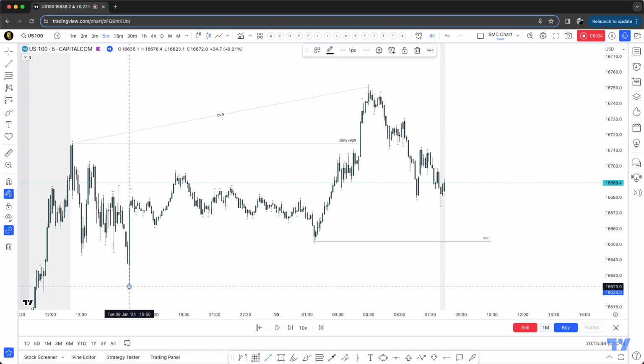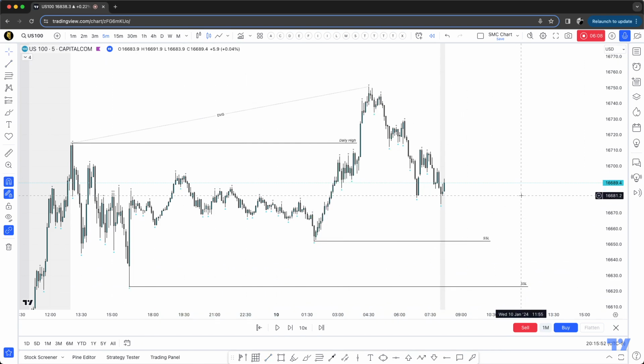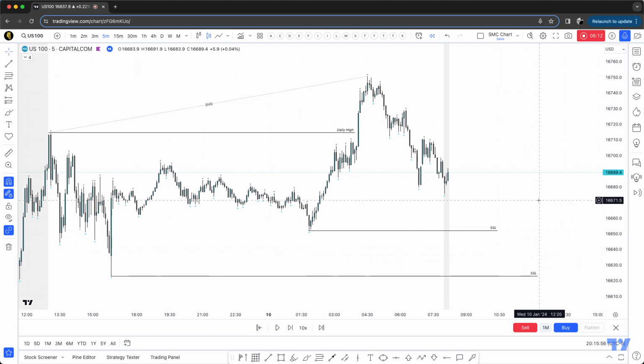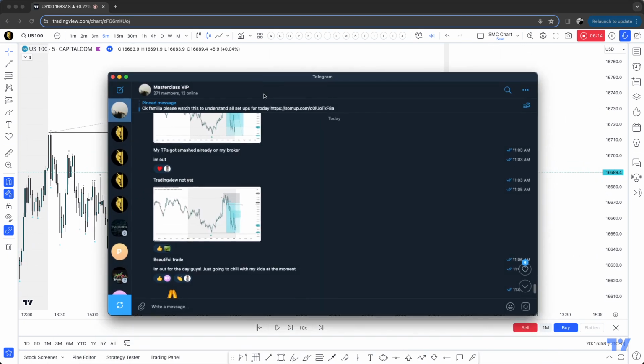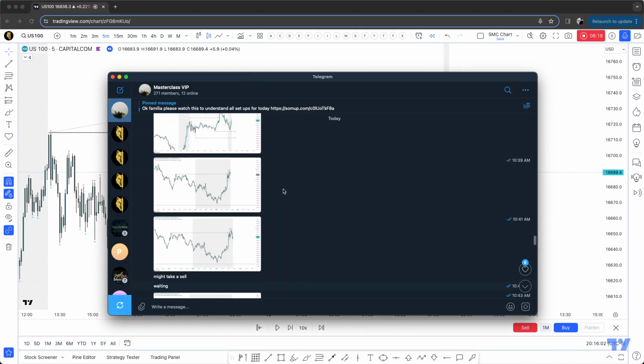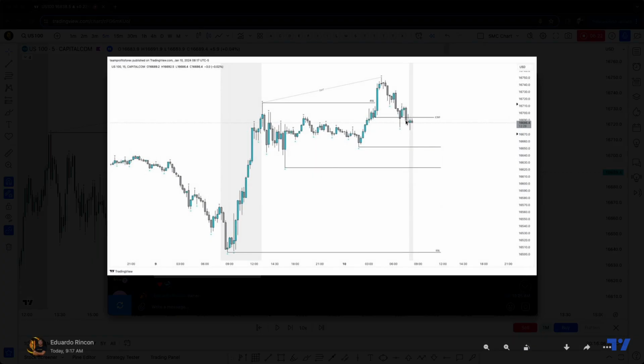So I'm marking up these lows just to have an idea that I could be looking for sales, and this could be one of my targets. So look, I'm going to show you here. I started sending the setups to the VIP somewhere right here, Nasdaq. This was on a 15-minute. So I was already marking this low, and that very old low from the day before, right?